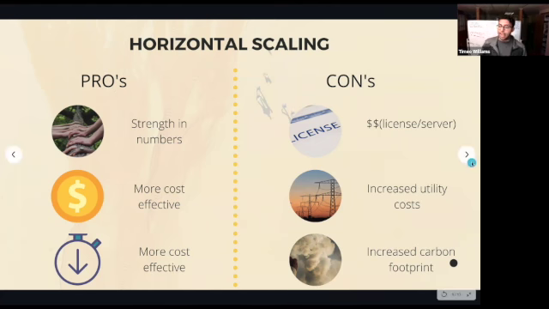But the cons are licensing. Assuming you don't operate under an open source model, you're paying license fees to Microsoft SQL or Oracle Database for every single server you have in that strategy.